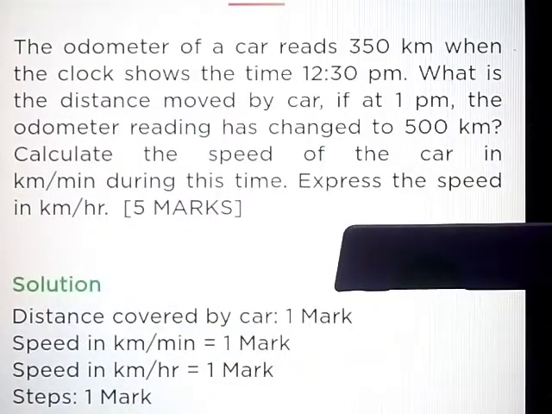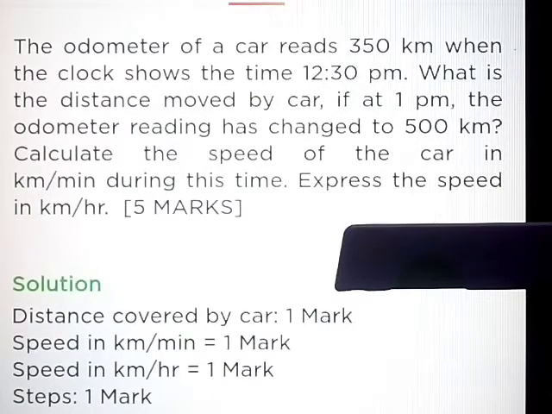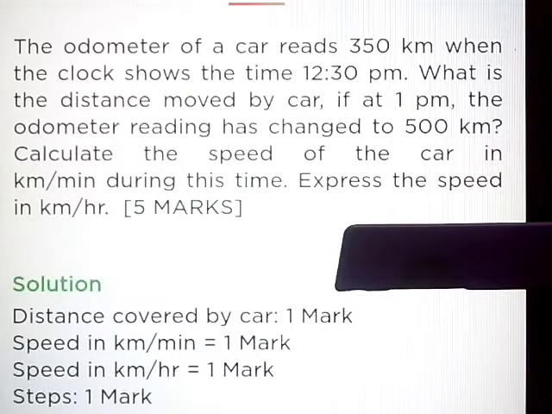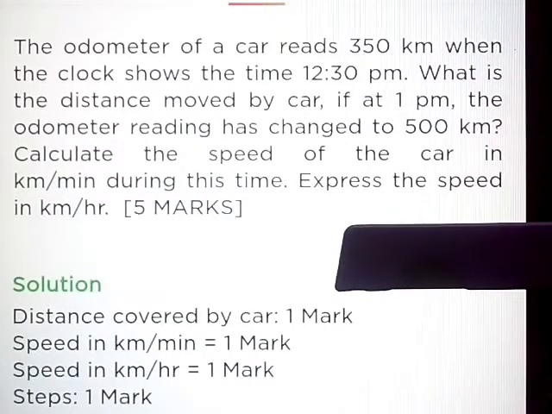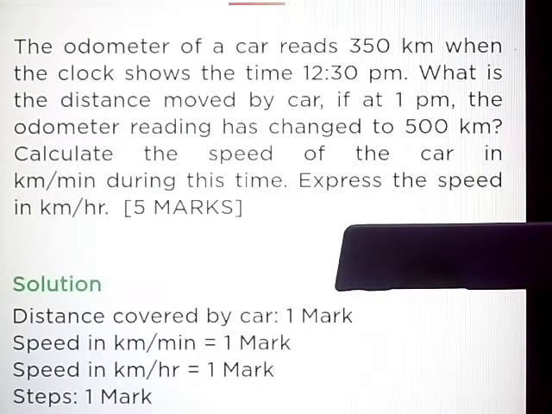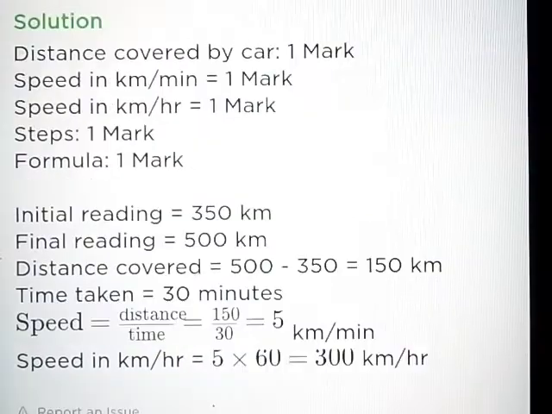Question number 14. The odometer of a car reads 350 km when the clock shows the time 12:30 p.m. What is the distance moved by the car if at 1 p.m. the odometer reading has changed to 500 km? Calculate the speed of the car in km per minute during this time. Express the speed in km per hour.